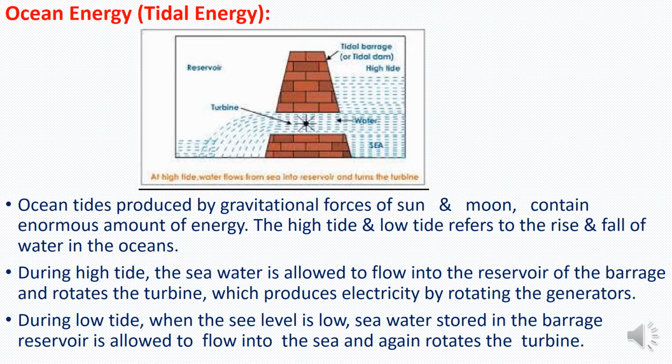Next, tidal energy. Ocean tides produced by the gravitational force of the sun and moon contain an enormous amount of energy. The high tide and low tide refer to the rise and fall of water in the oceans. During high tide, the seawater is allowed to flow into the reservoir of the barrage and rotate the turbine, which produces electricity by rotating the generators. During low tide, when the sea level is low, seawater stored in the barrage reservoir is allowed to flow into the sea and again rotate the turbine.